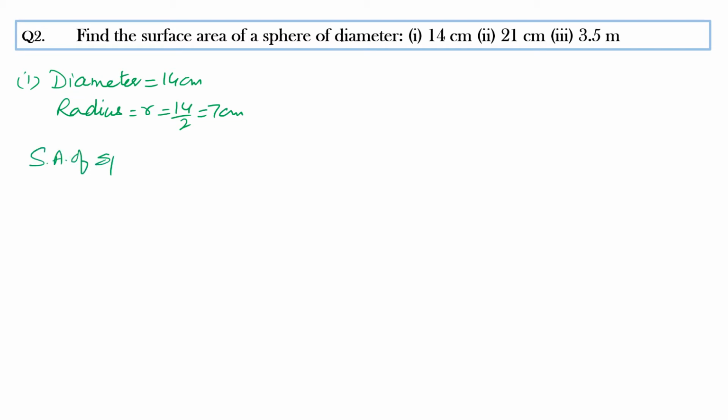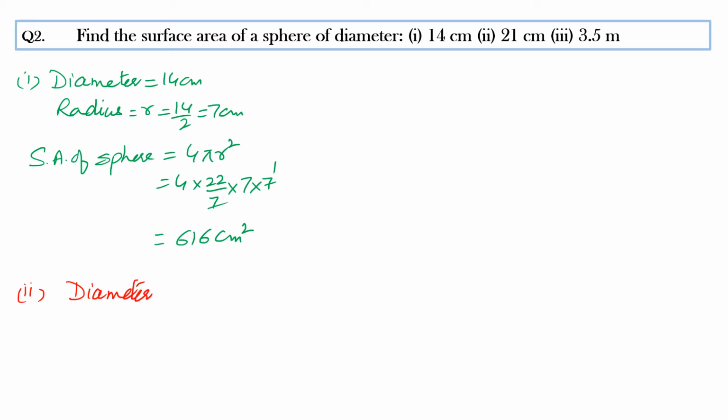So surface area of sphere is 4 pi r square. 4, value of pi is 22 by 7, r square, that is 7 into 7. These are cancelled out, and on multiplying these three we get answer as 616 centimeter square. Same way we'll do the second part. In second part, diameter is given as 21 centimeter and the radius is r equal to 21 by 2 centimeter.